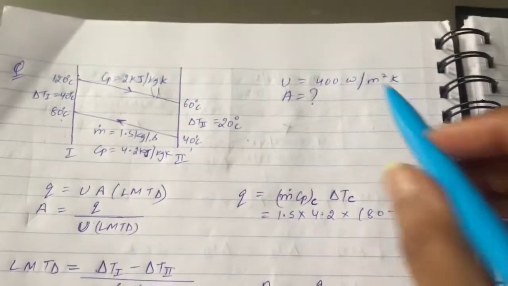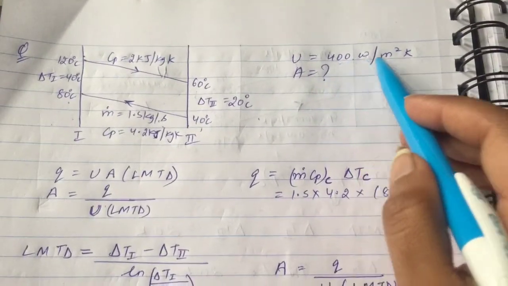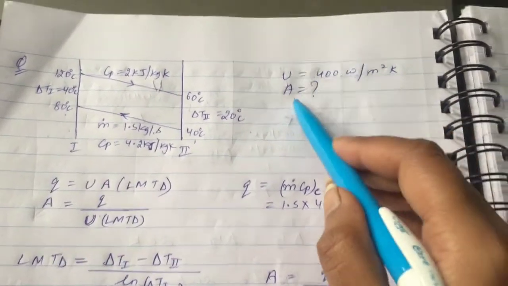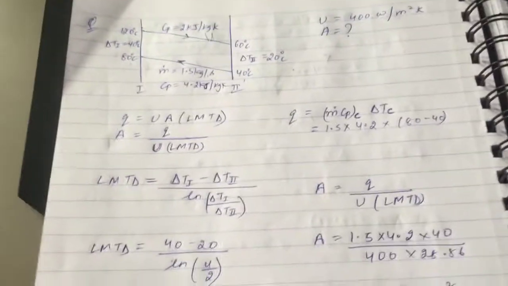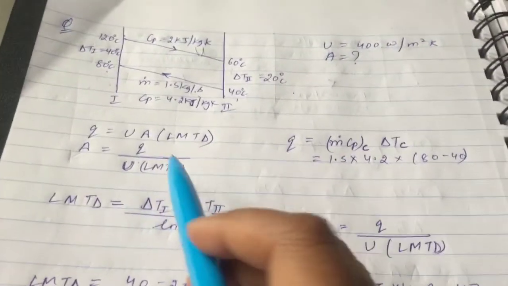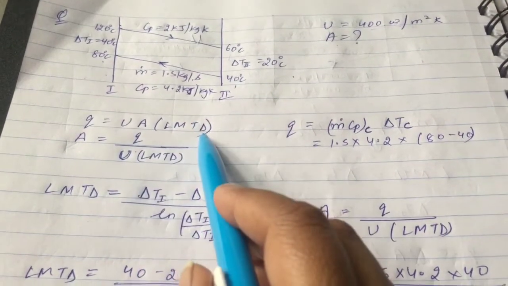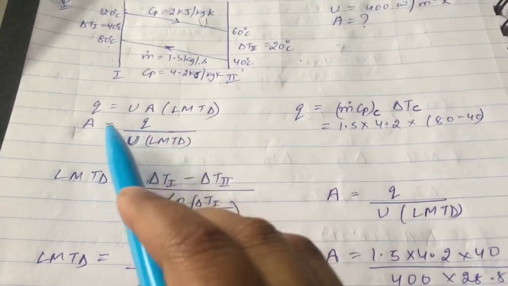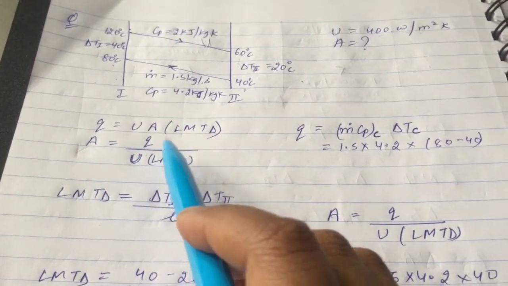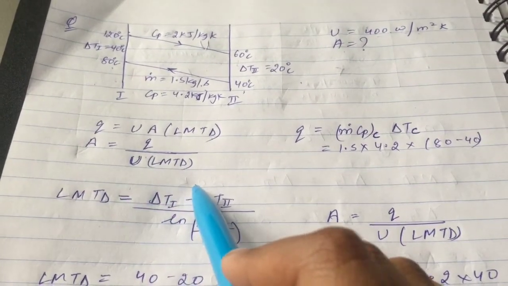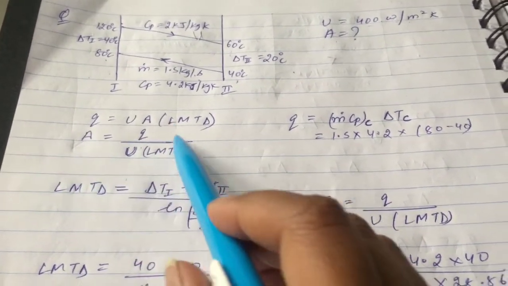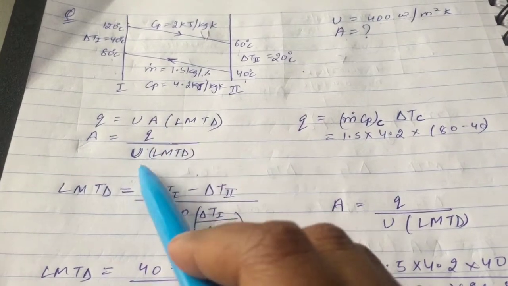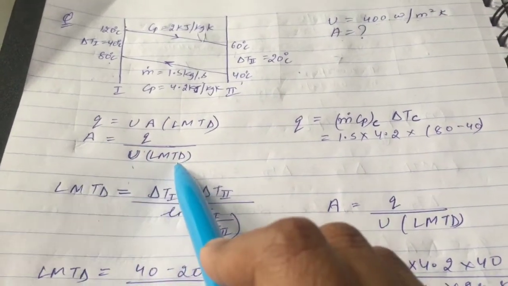And the overall heat transfer coefficient is given to us as 400 watt per meter square Kelvin. We have to find the area. So we know that Q is equal to U A LMTD. From here we can find our area, which comes out to be Q by U LMTD. So to calculate area we have to find Q, our U is given to us, and LMTD.